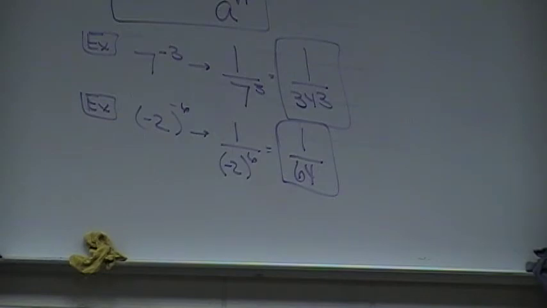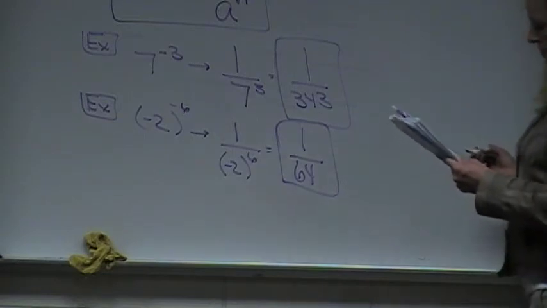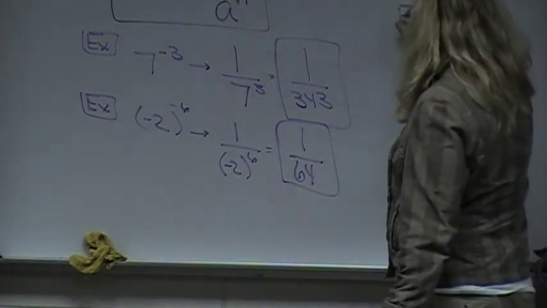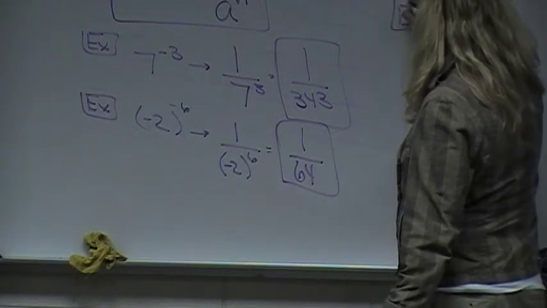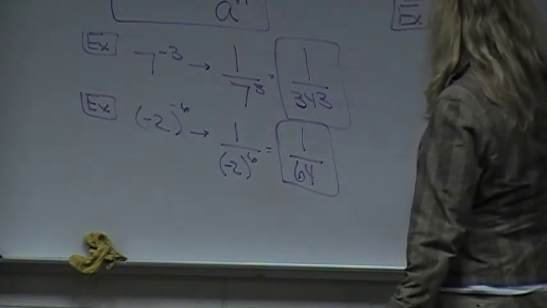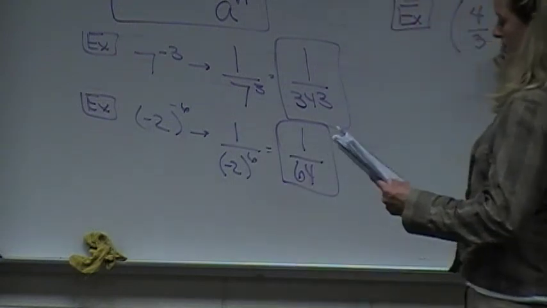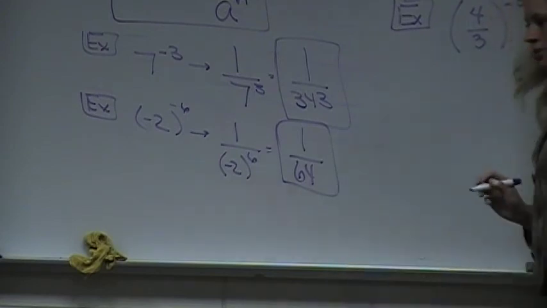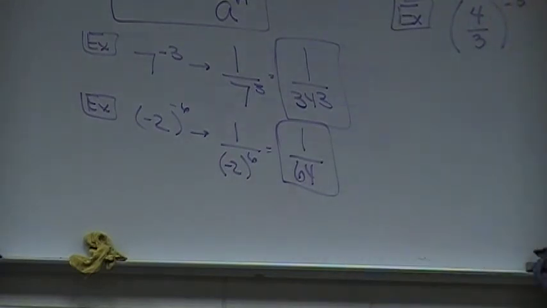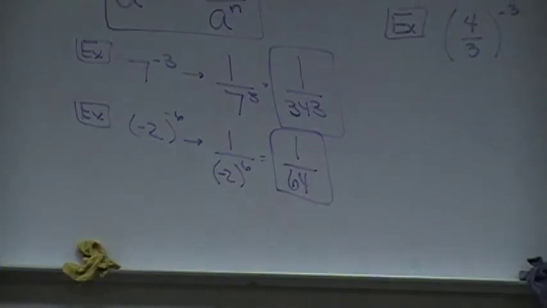All right, let's do another one. This is a good one. 4 thirds, class, in parentheses, raised to the negative third power. Now, see if you remember this from when I talked about this before. What would be the best thing to do right now? Would it be to do the power of a quotient first? Or would we automatically just take the reciprocal of the base right now? I would take the reciprocal of the base right now.